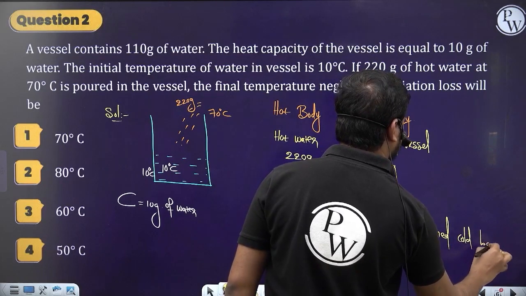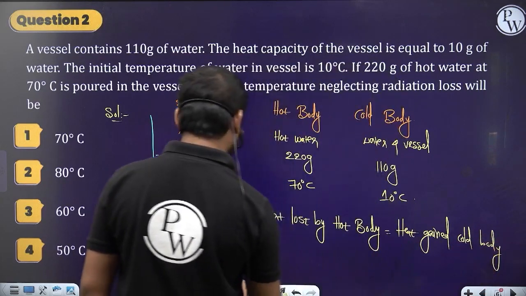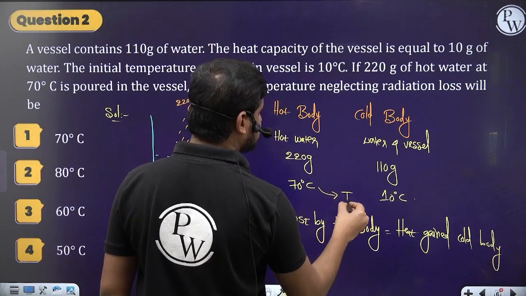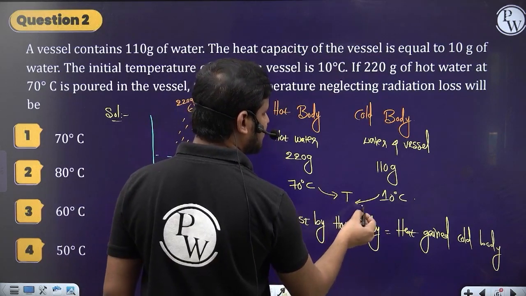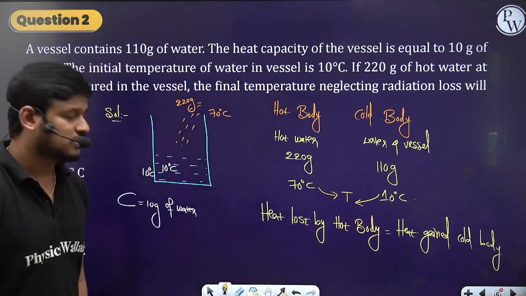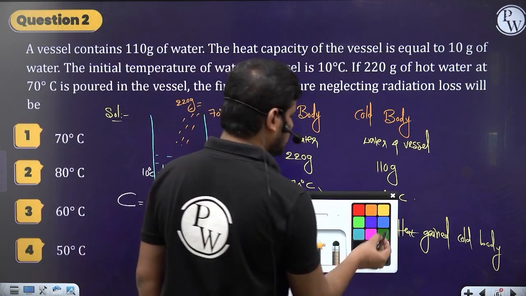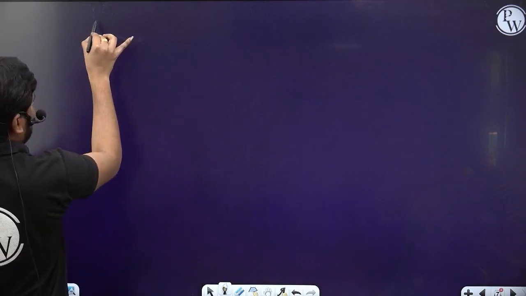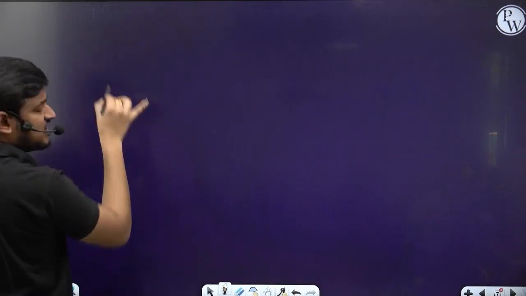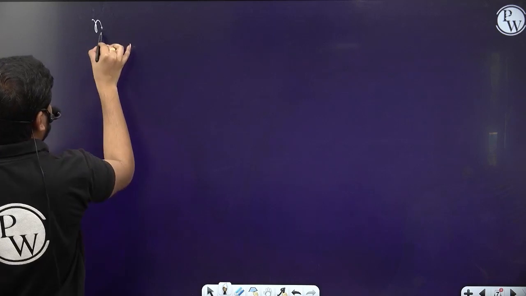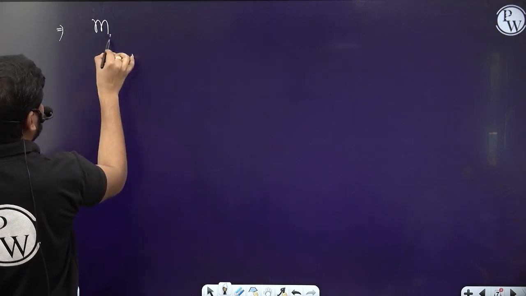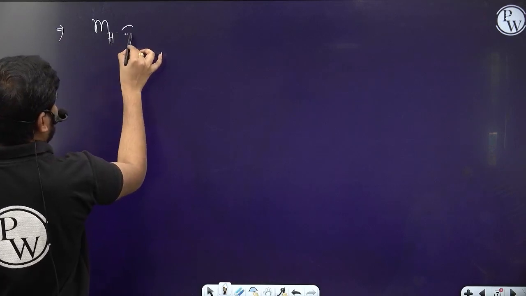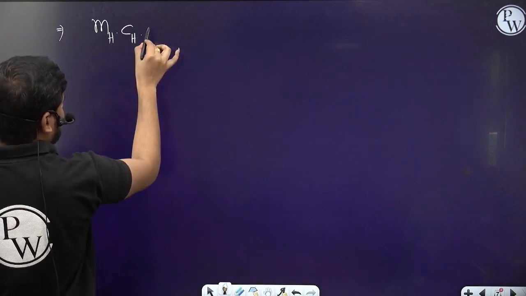So now I can say that this hot water loses some temperature and comes to some temperature T, and the cold water and vessel raise their temperature to T. That's it. Now I'll write in the next slide. The heat lost by the hot water: what is the heat lost by the hot water? It is mass of the hot water, m, into C of the hot water, into delta T.